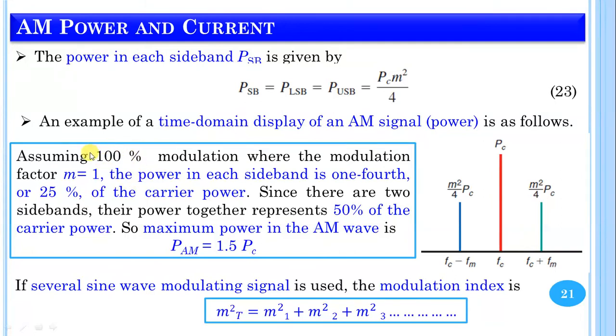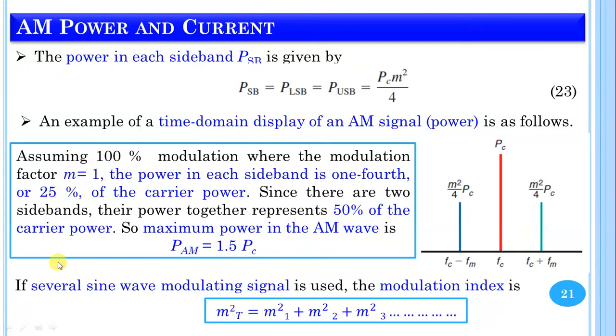If we consider 100% modulation, I mean modulation index m is equal to 1, the power in each sideband is 1/4. Here you can see this is the 1/4 power, or 25% of the carrier power. Since there are two sidebands present in the AM modulated wave, the total sideband power is 50% of the carrier power. So maximum power in the AM wave is Pt equal to 1.5 Pc. So this is another important relation, and this expression is valid only for 100% modulation.